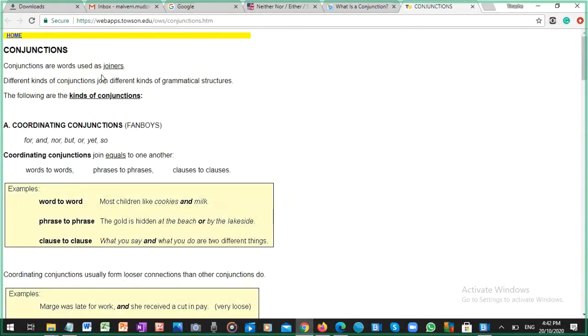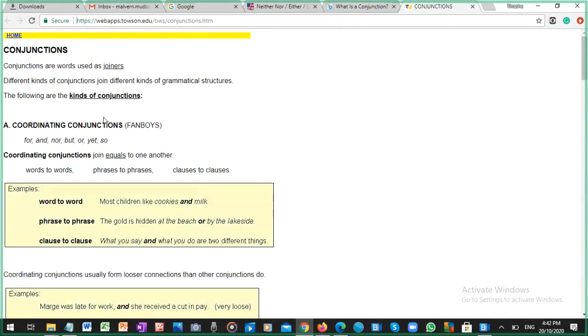All right. But do you understand what I've just said about a conjunction? Yes, I understand. It's used to join sentences. It's used to make two different sentences into one. Does that make sense?